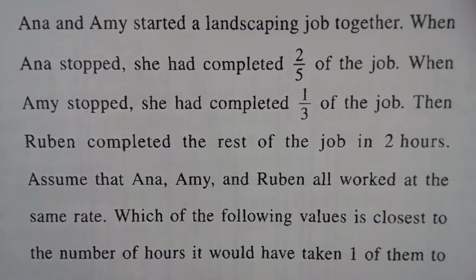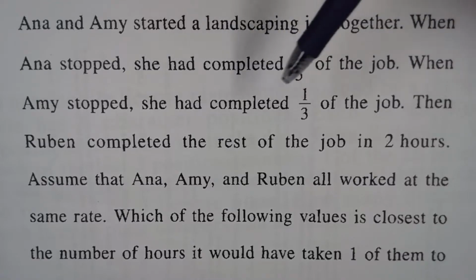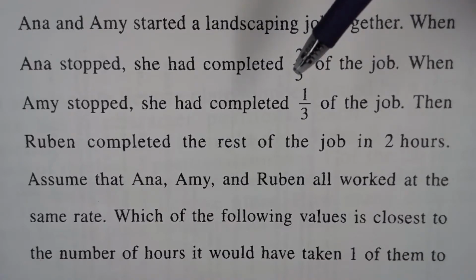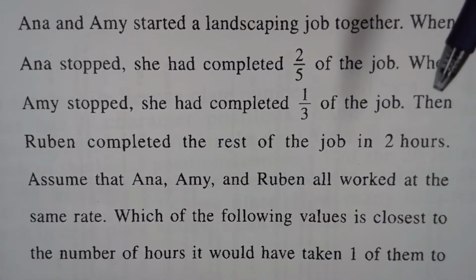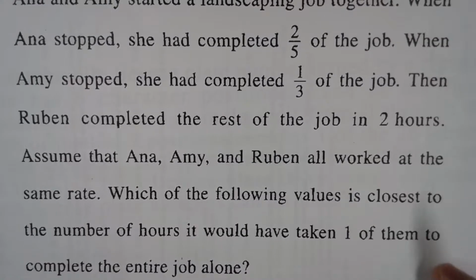In today's problem, it says Anna and Amy start a landscaping job together. When Anna stopped, she completed 2/5 of the job. When Amy stopped, she completed 1/3 of the job. Then, Reuben completed the rest of the job in 2 hours. Assume that Anna, Amy, and Reuben all worked at the same rate. Which of the following values is closest to the number of hours it would have taken one of them to complete the entire job alone?